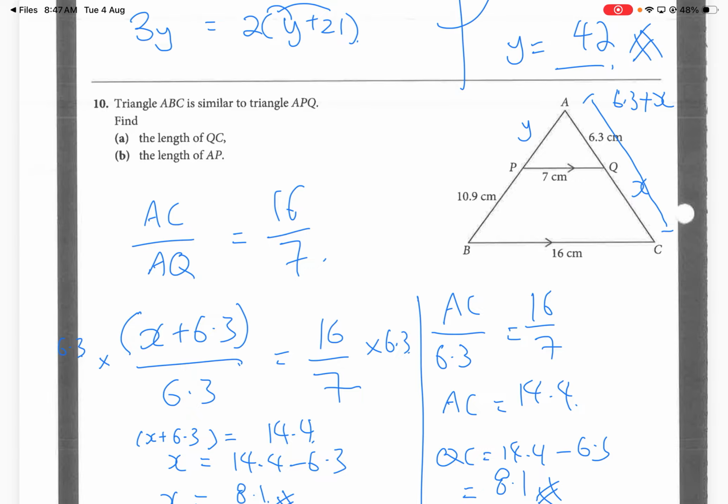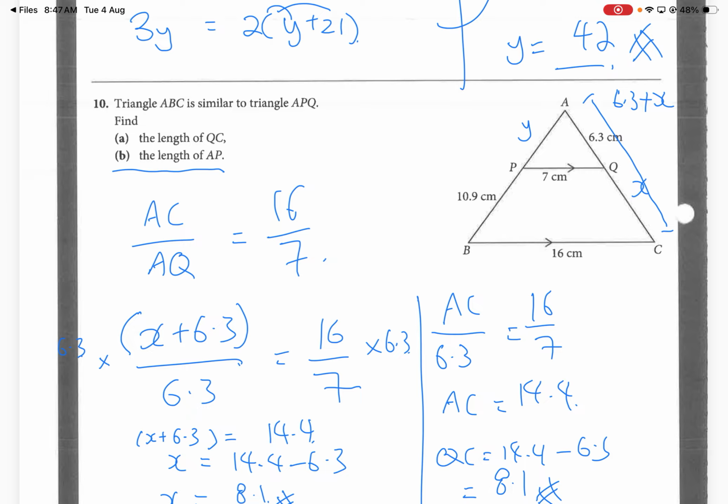So part B is actually giving you a harder equation to solve. And this one, you are forced to have your unknown inside your equation, or else it will be very complicated. Okay? So now my AP is Y. My AB is Y plus 10.9.